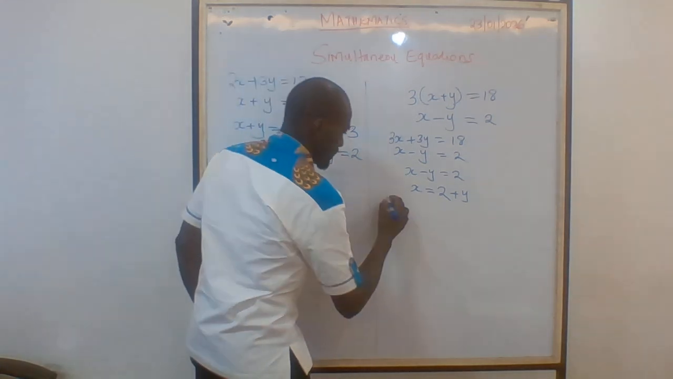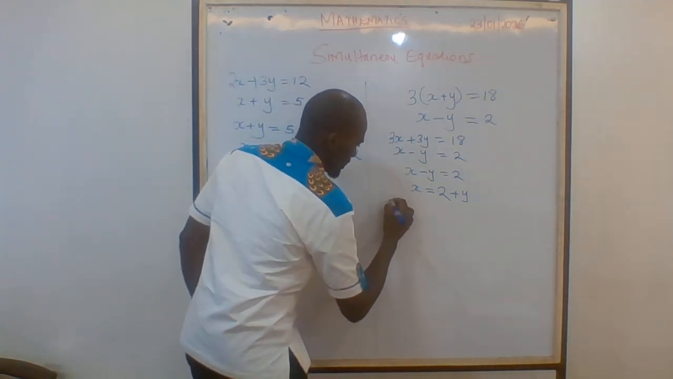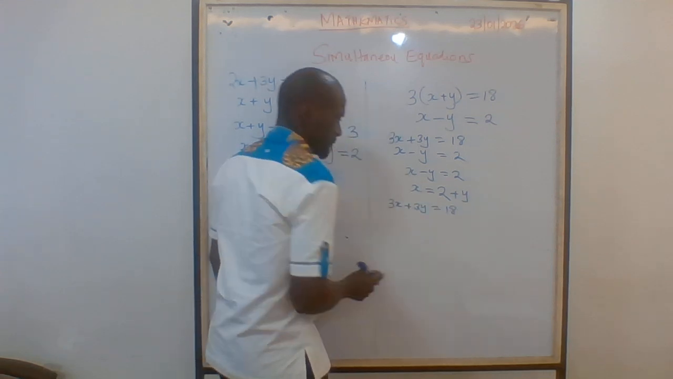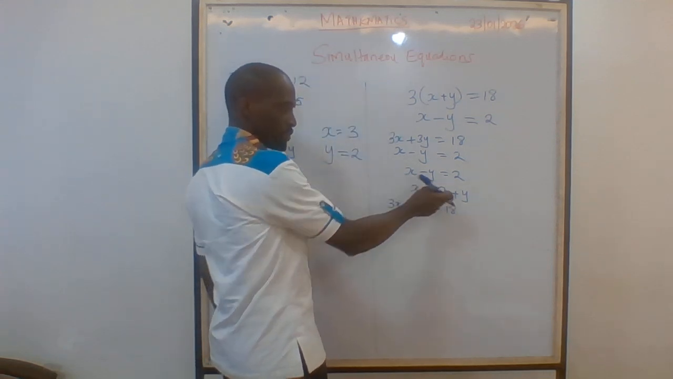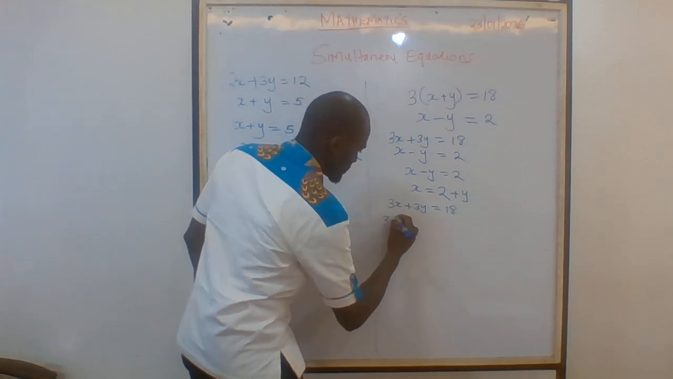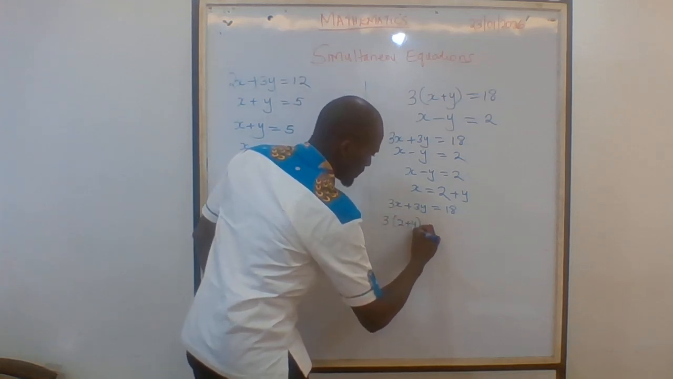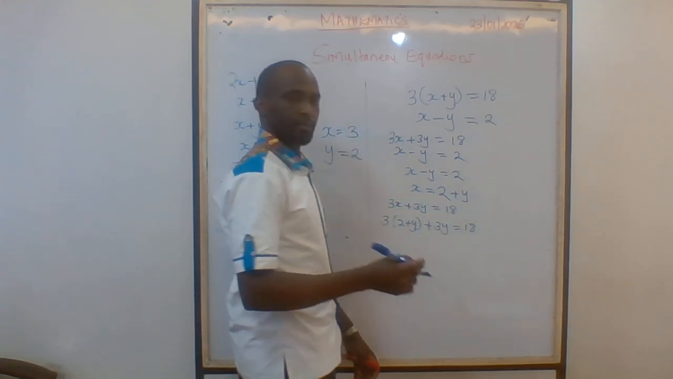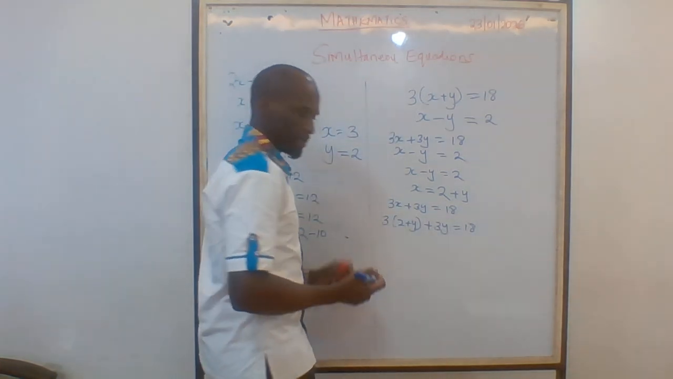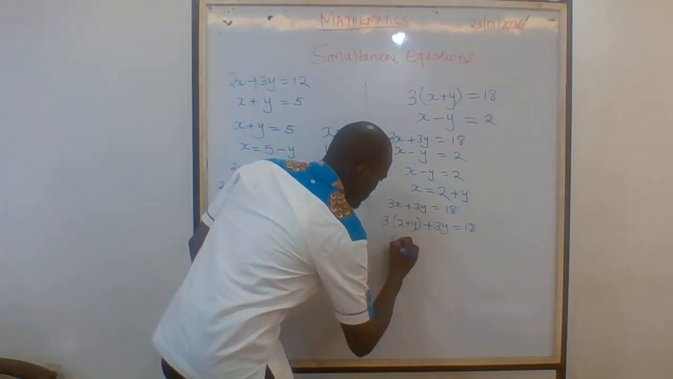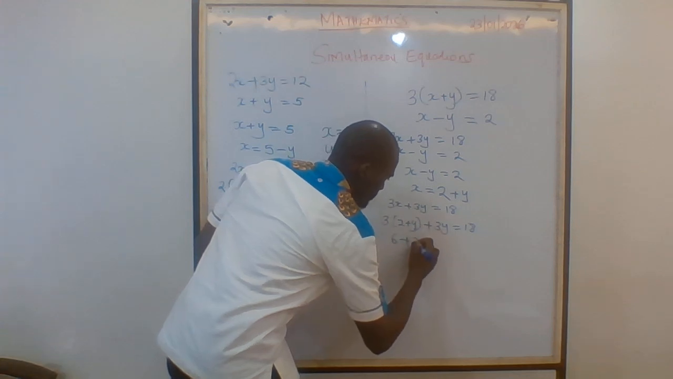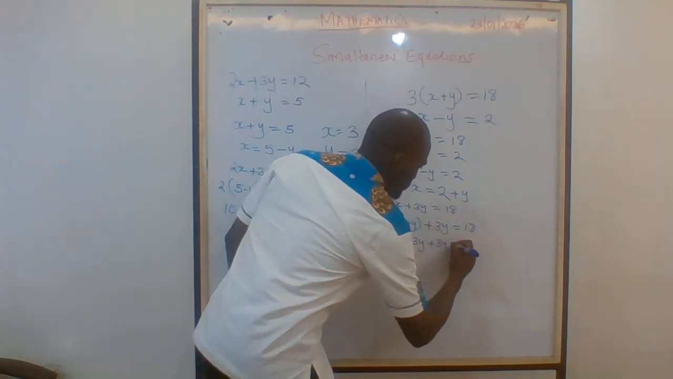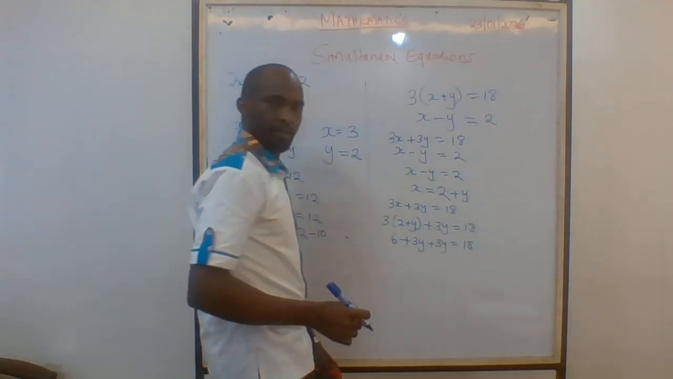Now let's take the first equation that we have here, 3x plus 3y is equal to 18. So we put the value of x, which is 2 plus y. So 3 times (2 plus y) plus 3y is equal to 18. As usual, we open the bracket. 3 times 2 is 6, plus 3 times y is 3y, plus 3y is equal to 18.